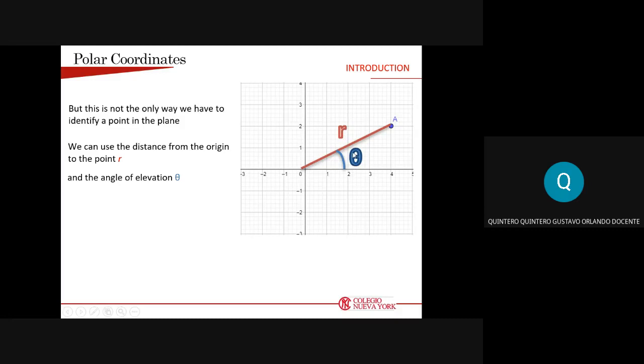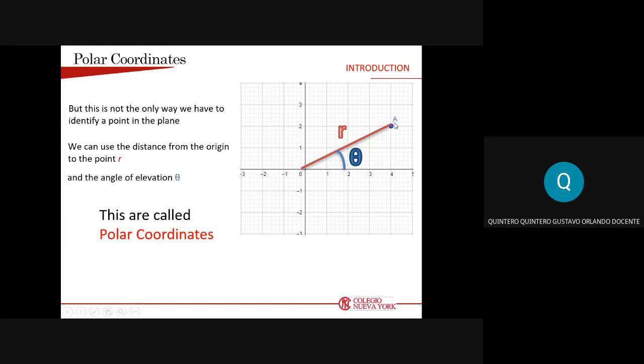So with these two pieces of information, we can also describe the same point A: R, the distance, and theta, the elevation angle. These are what we call polar coordinates.